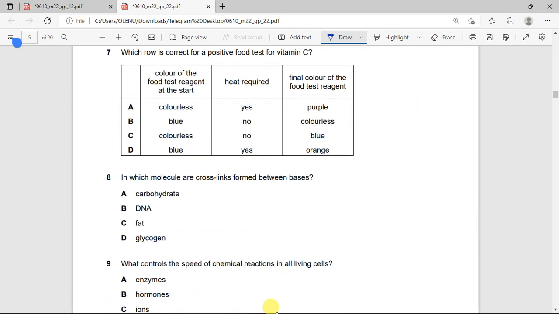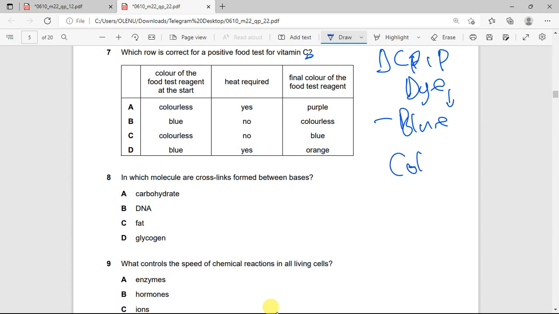Which row is correct for a positive test of vitamin C? For vitamin C, you use DCPIP dye, and the dye is blue in color. When you add drops of vitamin C, it becomes colorless. So the final result is colorless. The answer is B. The color of the food test reagent is blue, but I know the final result will become colorless, and heat is not required, so the answer is B.